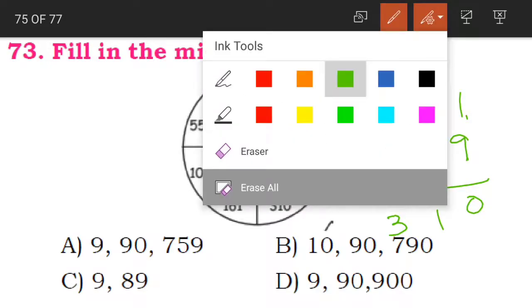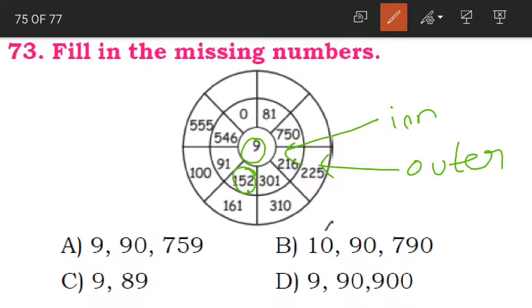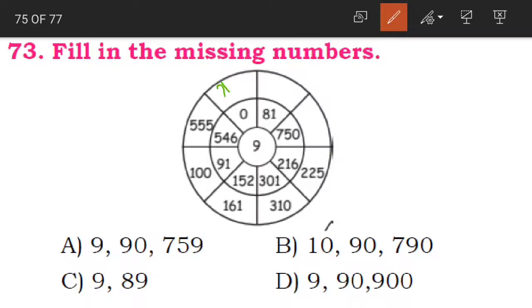Now what did we identify from this? We can say that 9 plus the number in the inner circle. Yes, this is our inner circle, this is inside, and this is our outer circle. So 9 plus the number in inner circle gives us the number in outer circle. Now here for this what can be the answer? 0 plus 9 is equal to how much? 9. Yes. So 9 is our first number.